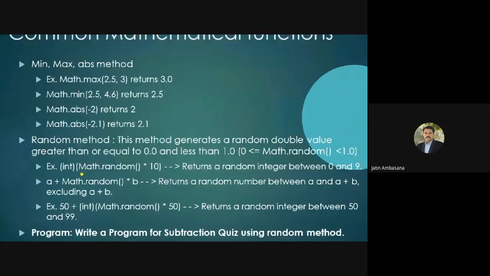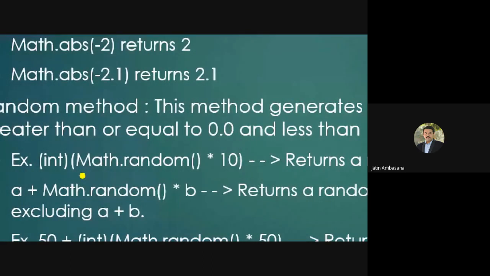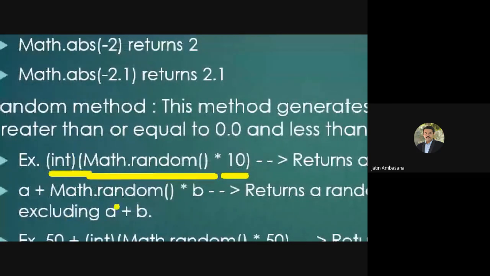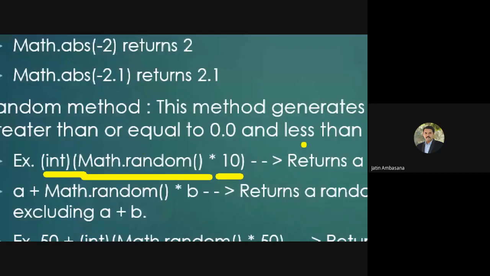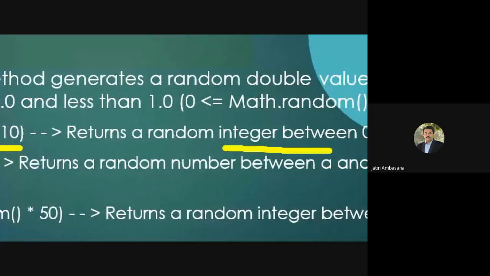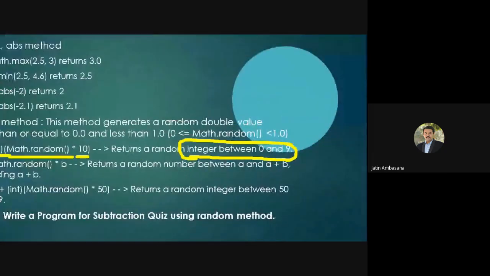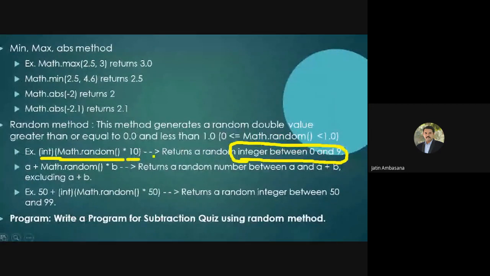What if you want any random number between 1 and 10? Then you simply say Math.random times 10. Math.random gives you any number between 0 and 1, like 0.1, 0.3, 0.56 or whatever. You multiply it by 10 and then convert it into an integer. The value after the decimal point gets truncated and you get an integer between 0 and 9, not 10.